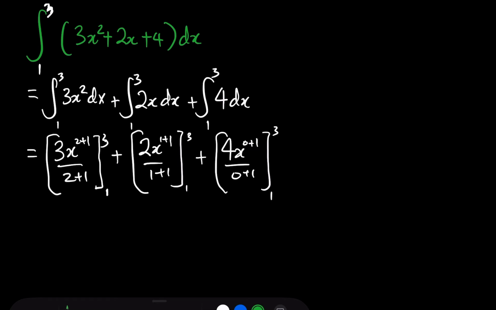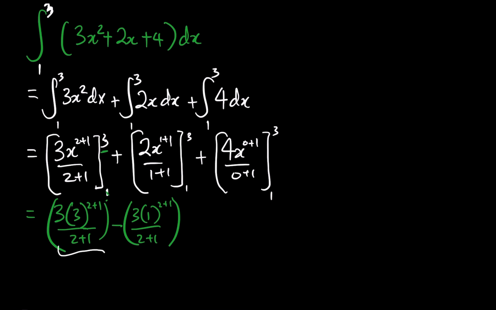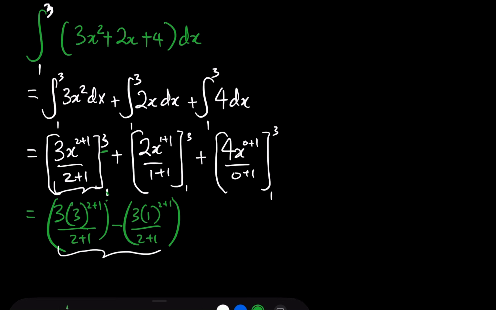Now, what we're going to do next is put in 3 and subtract from 1. So we're going to have 3 into 3 to the power 2 plus 1, divided by 2 plus 1, minus putting in 1. So we're going to have 3 into 1 to the power 2 plus 1, all over 2 plus 1, like that. Okay, so this whole thing that we've done here is just for this side. We're going to repeat it. We're going to do the second part, which is the plus here.